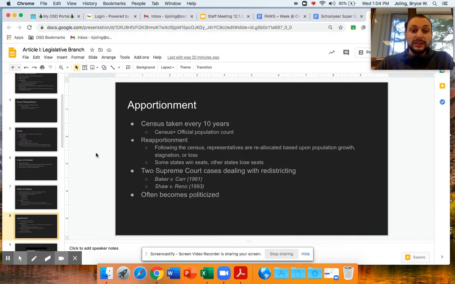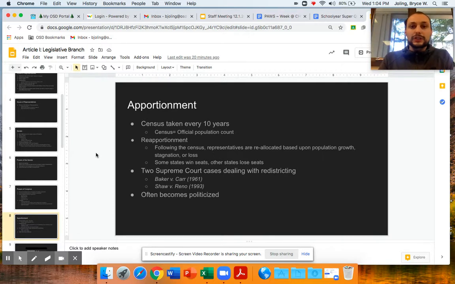So apportionment. What apportionment is basically delegating how many seats each state gets in the House of Representatives. And so this is done with the census. The census is taken every 10 years, although there's nothing that says that the census can't be taken earlier than every 10 years. So it was conducted this past year in 2020.